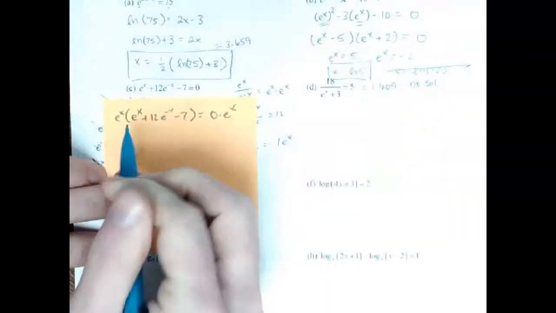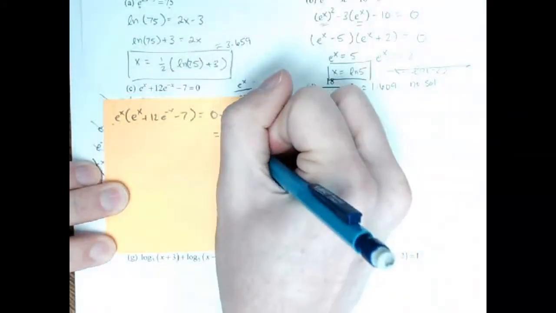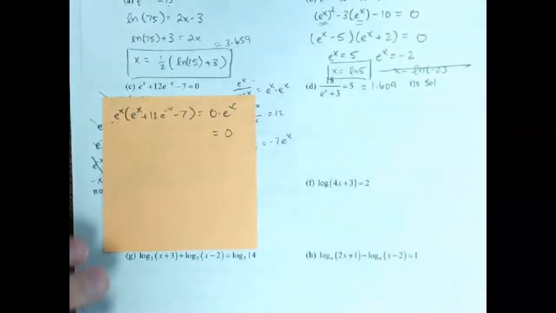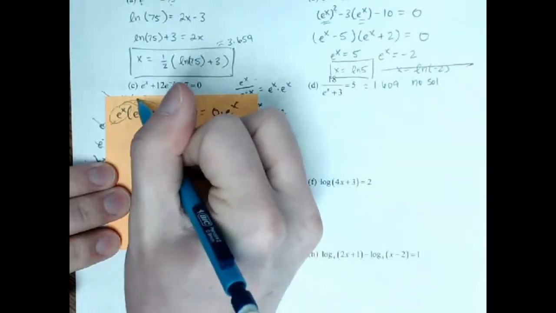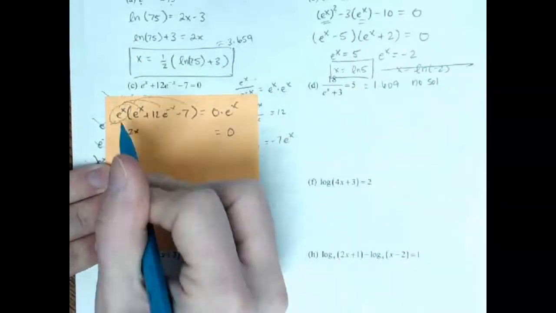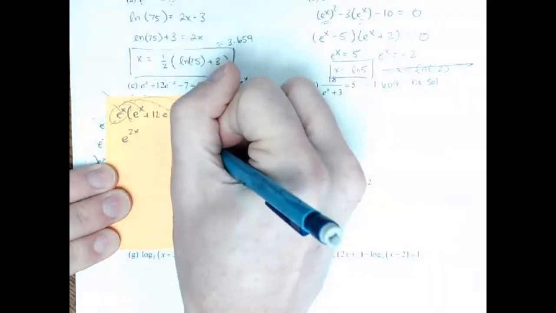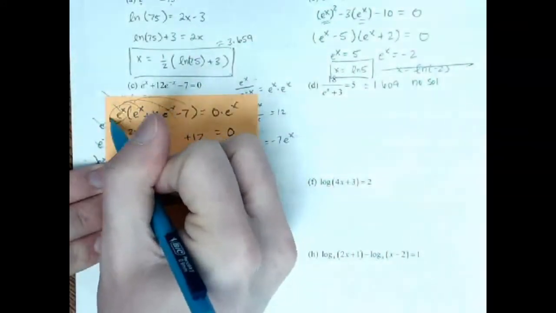Of course, if you multiply the left side by e to the x, you would do the same thing to the right, but spoiler alert, 0 times anything is 0. Then you could take this, and then you could distribute e to the x times e to the x. That's your e to the 2x. E to the x times this. The e to the x and the e to the negative x would cancel, which would give you the plus 12. Then your e to the x times the negative 7.